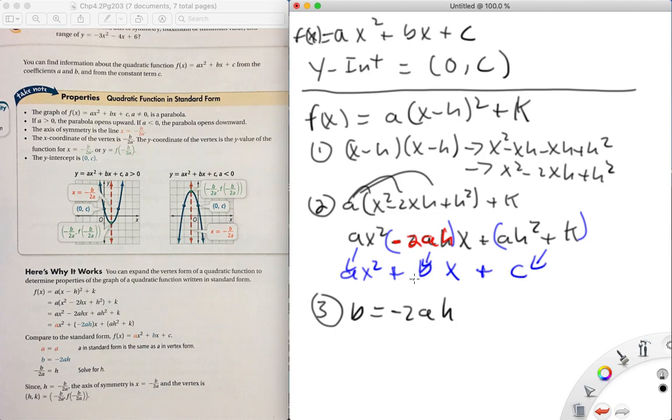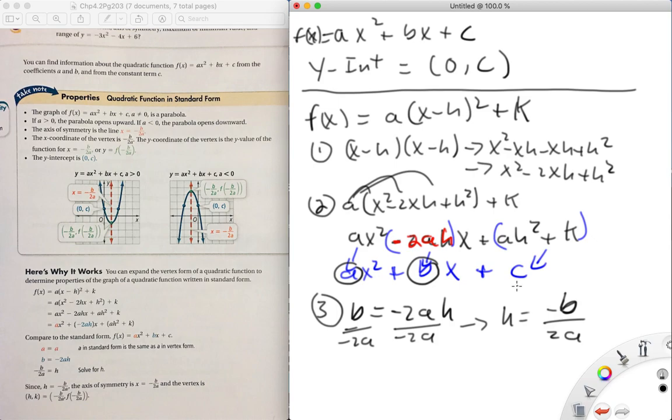Well, if we look at our standard form, we have two of those letters already. We have B and we have A. So we can solve this in terms of A and B, and we can say that we're going to divide negative 2a from both sides. And we're going to say that h is equal to negative b over 2a. So that's where negative b over 2a comes from.